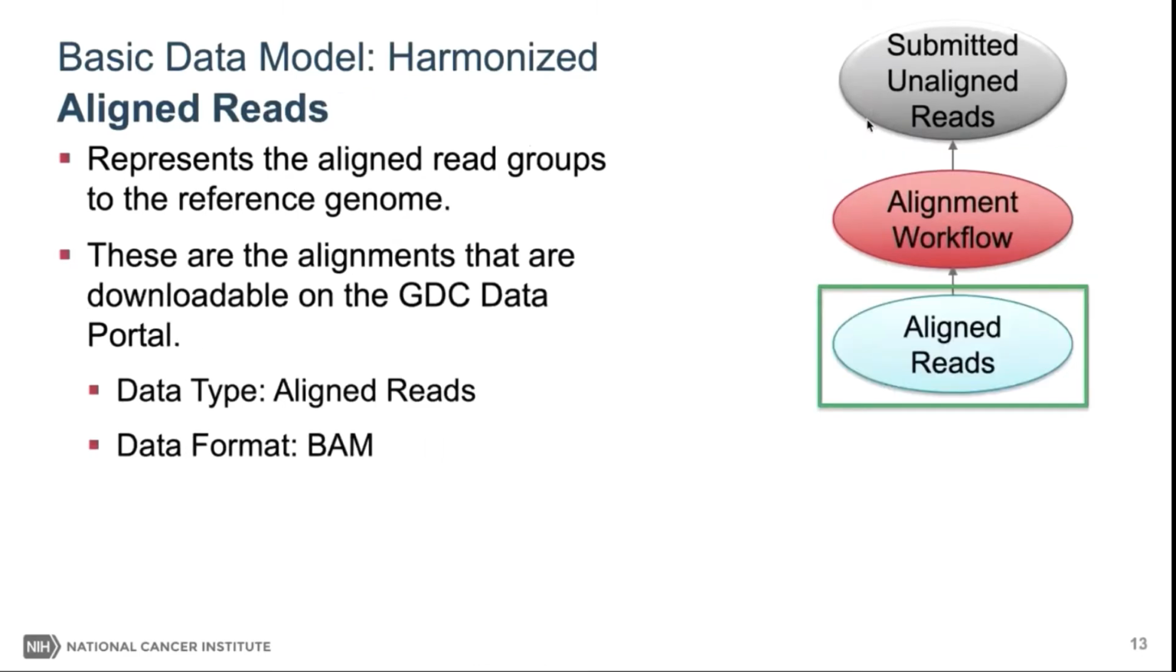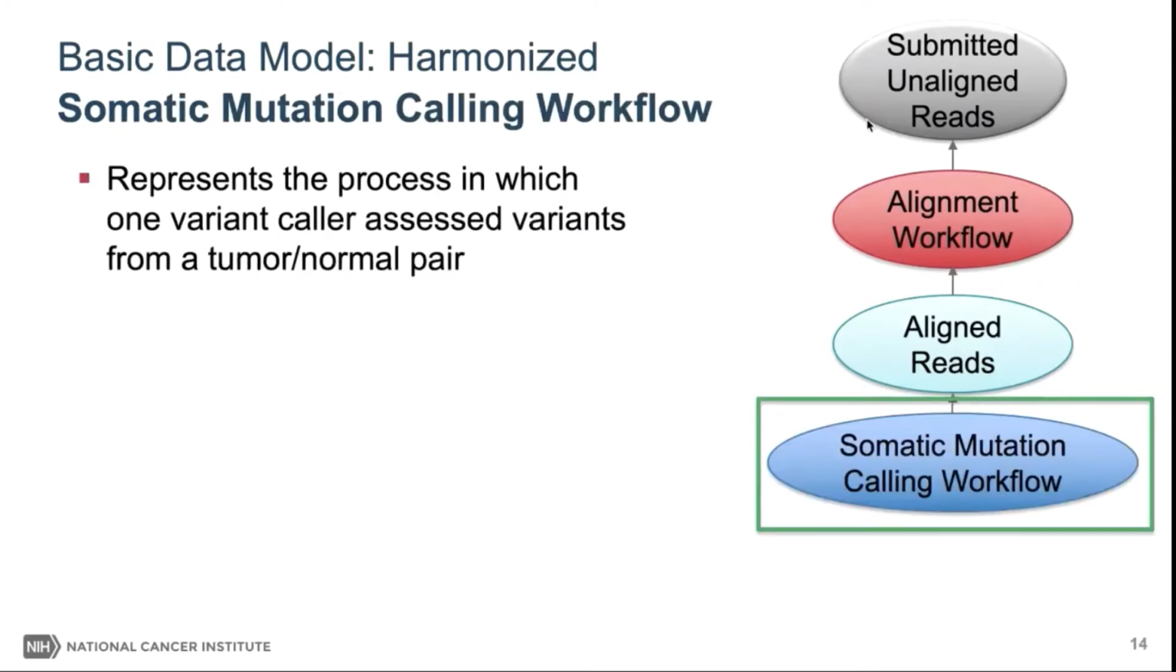Next are the aligned reads. This represents the aligned read groups to the reference genome. So all the FASTQs are aligned to a reference genome, and this is the file. These are the alignments that are downloadable on the GDC data portal. So when you go to the GDC data portal and you search for data type aligned reads in data format BAM, these are what you're looking at. Now, aligned reads can be done for many different experimental strategies, but in this case, I'm going to go down the whole exome path.